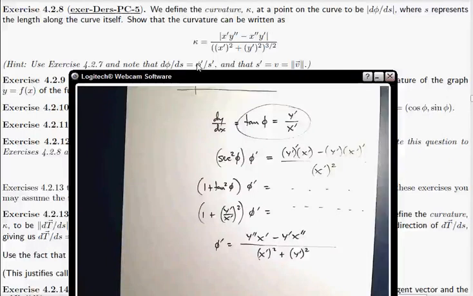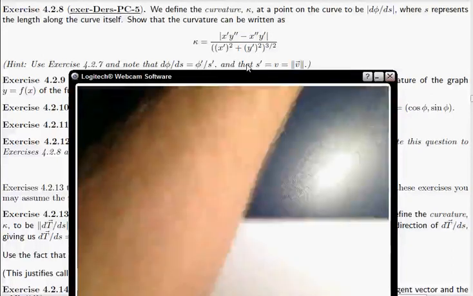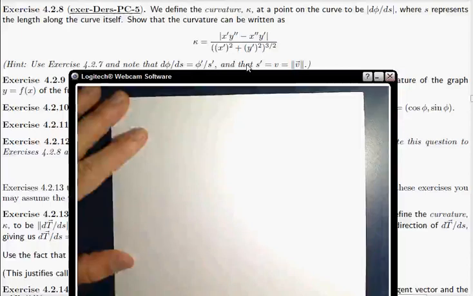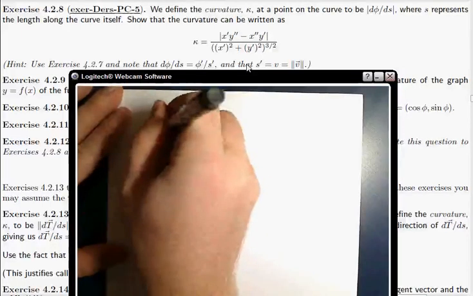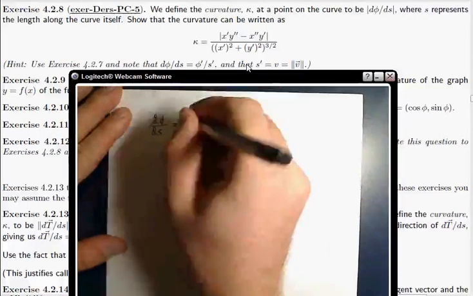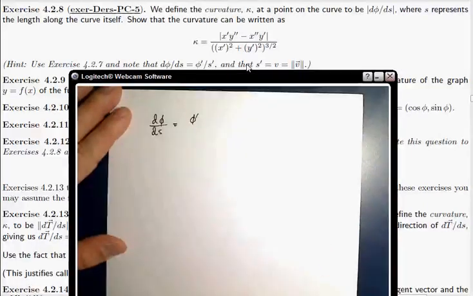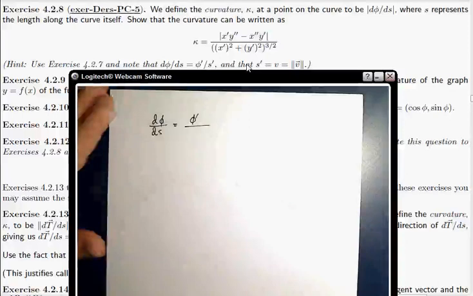And the idea is that, well, here you go. d phi ds is phi prime that we just computed divided by s prime. And I claim we can interpret s prime as the length of the velocity vector. So let's take this information in the hint here, and let's just write down what it's telling us. So d phi ds is equal to phi prime, that we know, divided by, well, let's see, s prime.